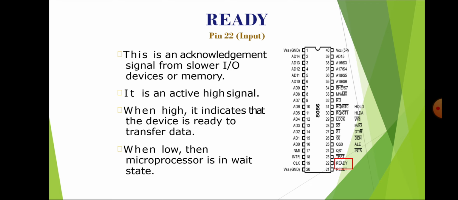Now reset, the system reset. It is an active high signal, meaning that pin number 21 is set to 1 when the microprocessor enters into the reset state and terminates the current activity. Whatever the current activity going on, it simply terminates it and comes into the reset mode. It must be active for at least 4 clock cycles to reset the microprocessor.